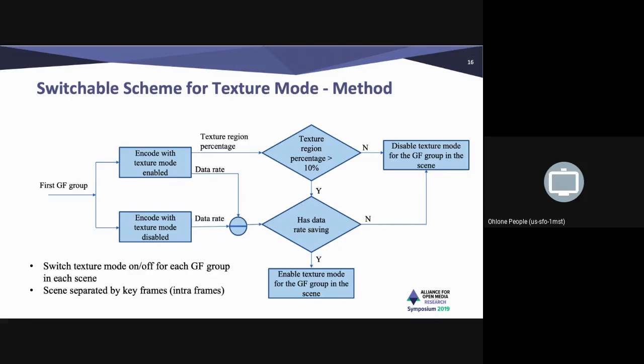So the idea here is that we would turn the mode on and off for each GF group in each scene. The scene is determined by the keyframes in the AV1 codec, and so we would code it, enabling and disabling this texture mode to compare the data rate that is used, and also to examine how large the regions are. If it's too small, then we would not use this texture mode. And if there indeed is data rate saving observed by the enabled mode, then we would enable this for the GF group.